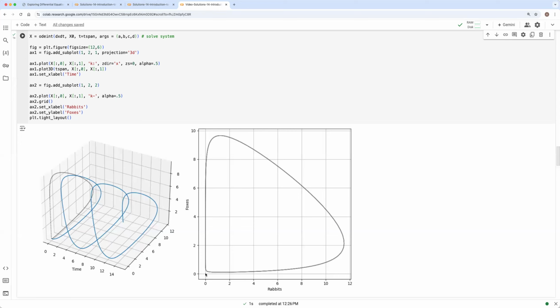So this would be considered an unstable equilibrium because as time goes on, these populations are not staying close to the equilibrium at 0, 0.